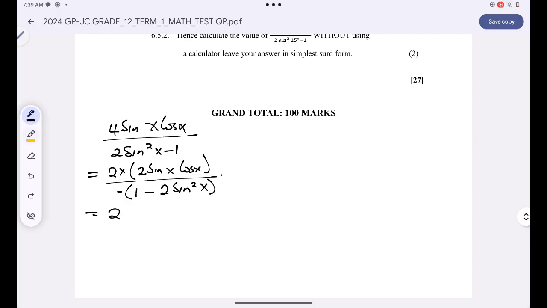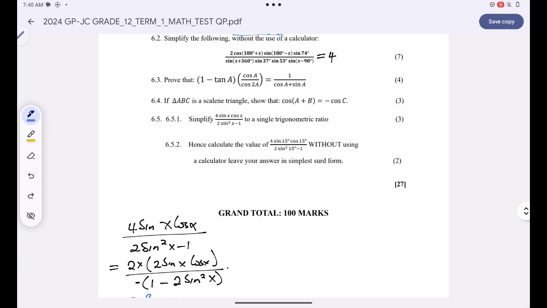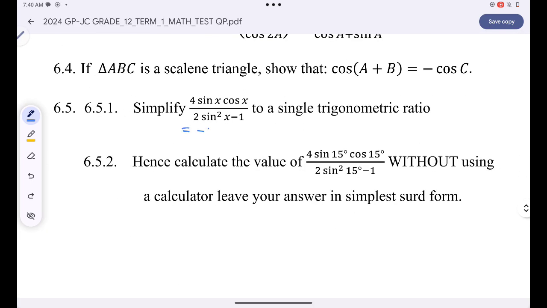Because I want to create double angles for both sine and cos. Are you together? At the numerator I have 2 sine x cos x. This is basically sine 2x. Are you together? And then at the denominator I have 1 minus 2 sine squared x. This is basically the double angle for cos 2x. So I simply have negative 2 tan 2x. Are you together? So whenever this is simplified, it will be equal to negative 2 tan 2x.